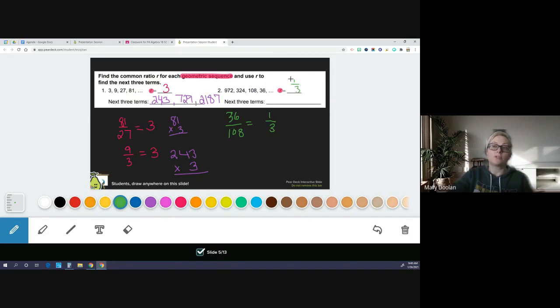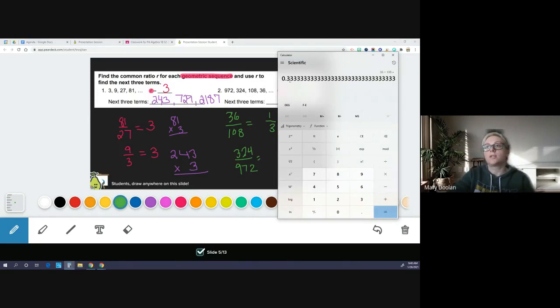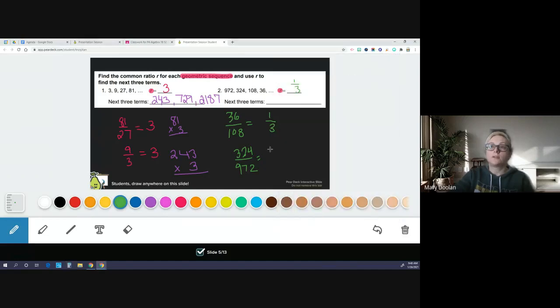And notice that because this number is smaller than 1, between 0 and 1, it means my sequence is decreasing. Whereas my common ratio over here is larger than 1, so my geometric sequence was increasing. Okay? Doesn't matter what two numbers you pick. If you divide them, or you do like 324 divided by 972, okay, I'm going to get the same decimal. I should, because it's a geometric sequence. It's supposed to be the same every time. Yep, still works. Okay.